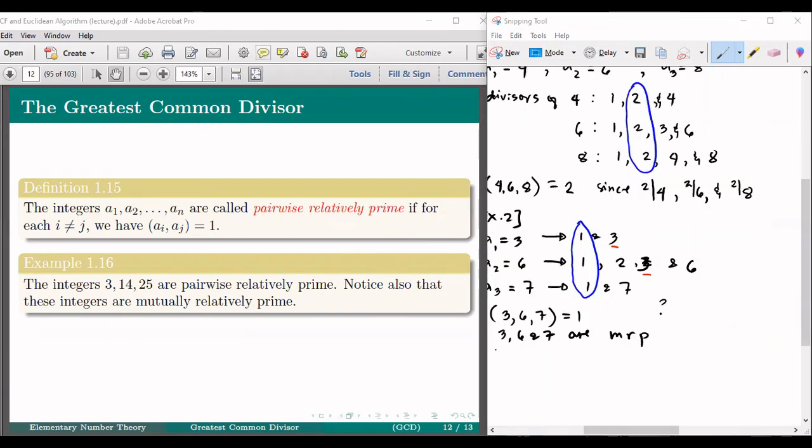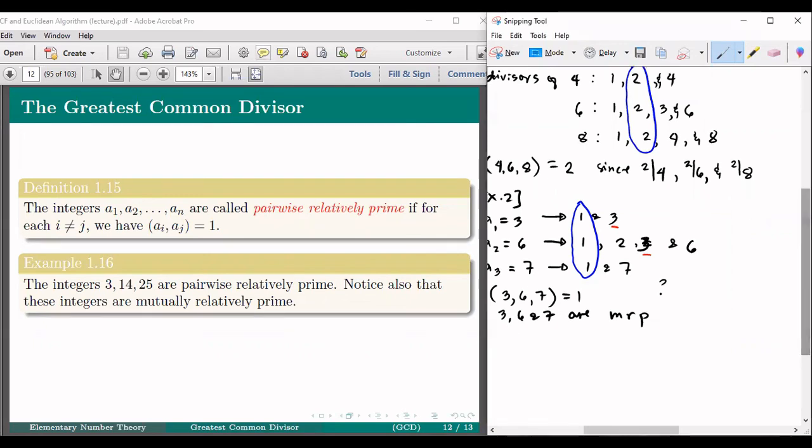The question is, are the 3 integers pairwise relatively prime? Let's find out. We will get the pairings: 3 and 6, 3 and 7, and 6 and 7. For 3 and 6, we have common divisors 1 and 3, but we are to get the greatest common divisor, so the GCD of 3 and 6 is 3. Now for 3 and 7, its GCD is 1. Then for 6 and 7, the GCD is 1.